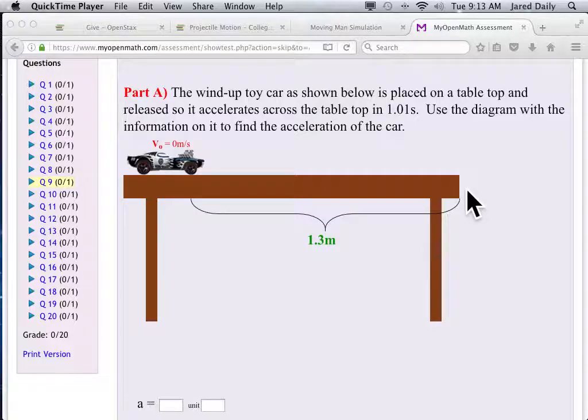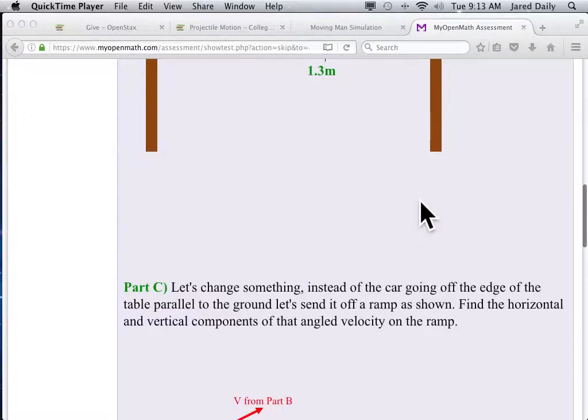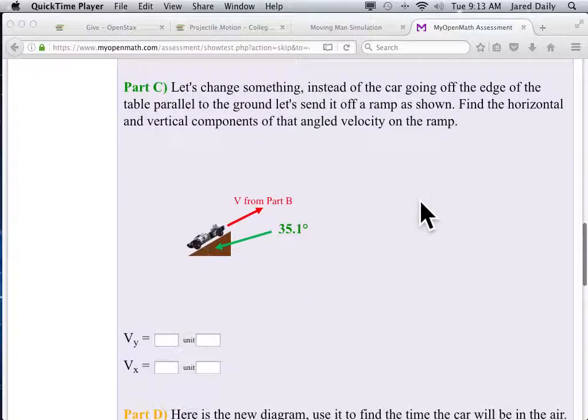Any more questions on this problem, number 9? Part C. Also, you have a question on part C? Okay.